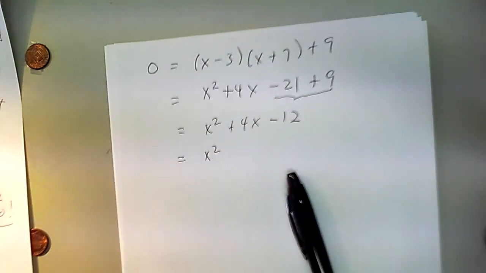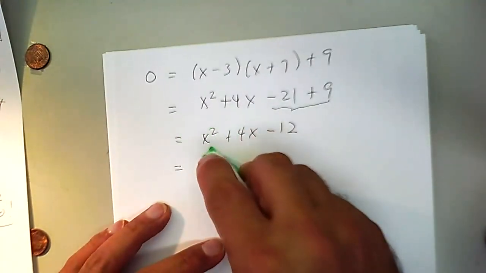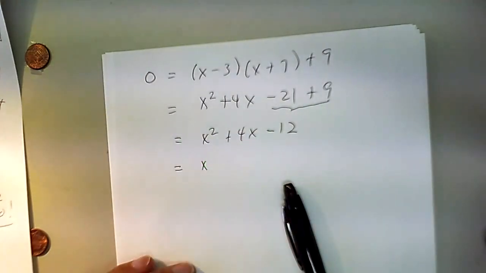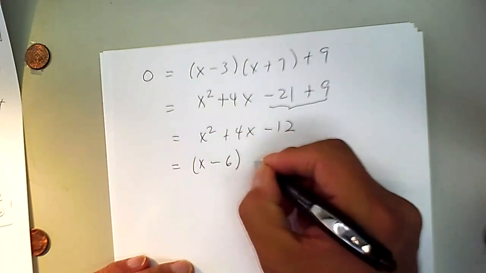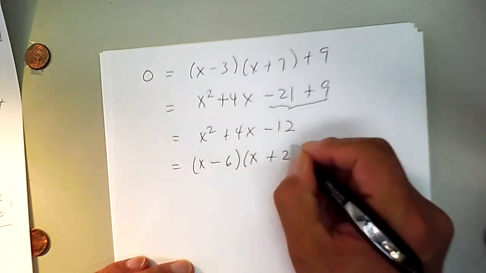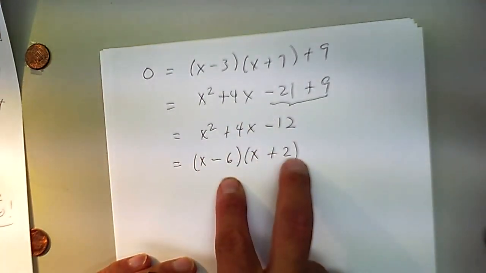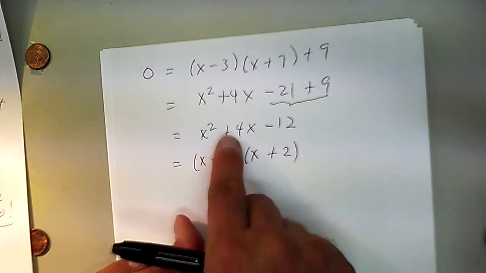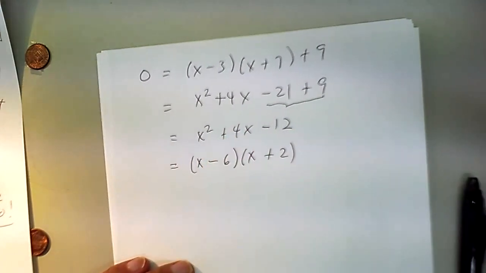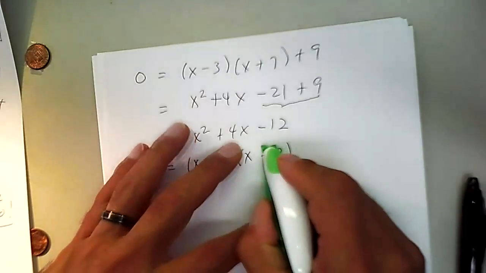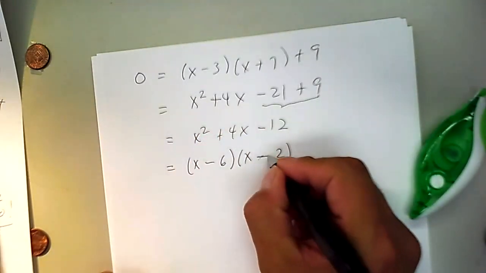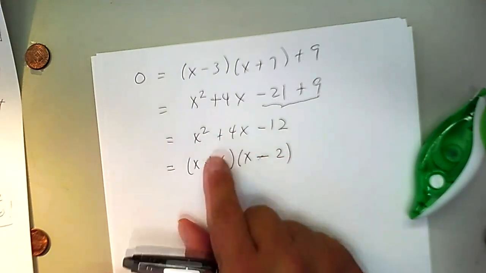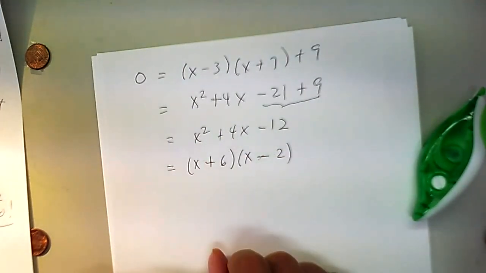Whoops, I didn't mean x squared. I meant (x - 6)(x + 2). Let's see. Nope, because that is going to give us -4x when we FOIL back. So it's got to be x minus 2 and x plus 6. That's because 6 minus 2 equals the 4.